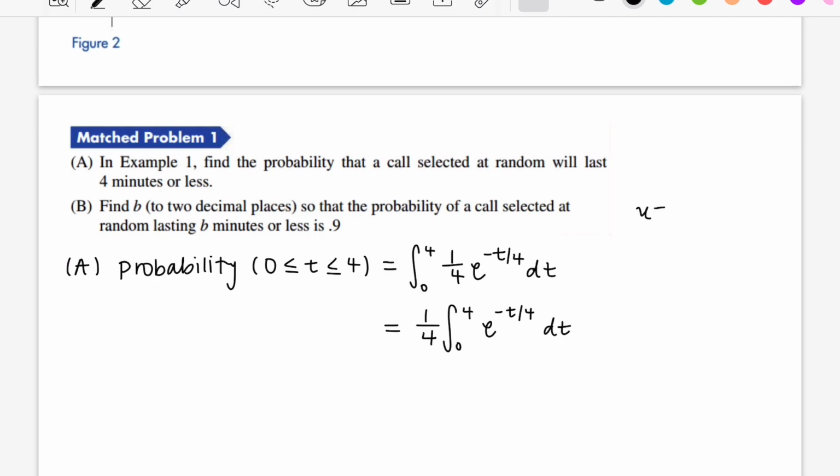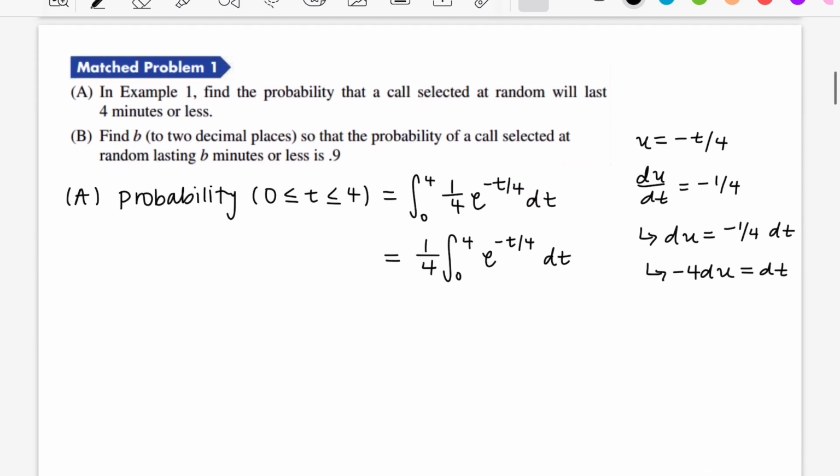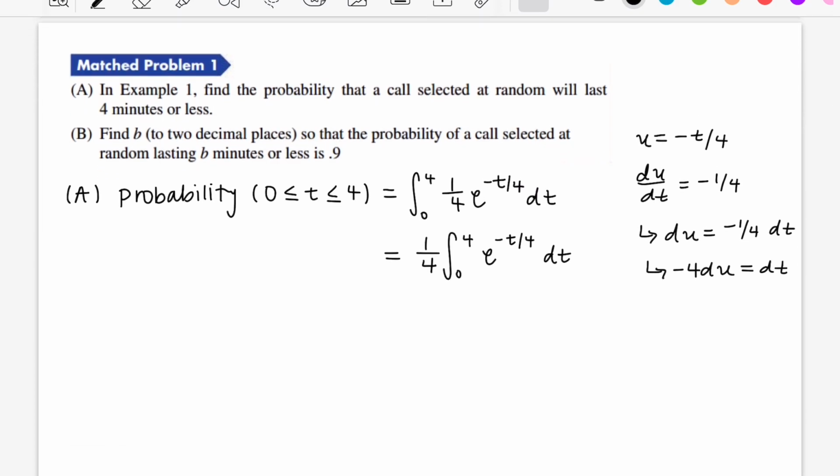We're going to let u be equal to negative t over 4. This tells us that du over dt is negative 1/4, and therefore du is negative 1 over 4 dt. Getting dt alone, we can multiply both sides by negative 4, so we get negative 4 du is equal to dt.